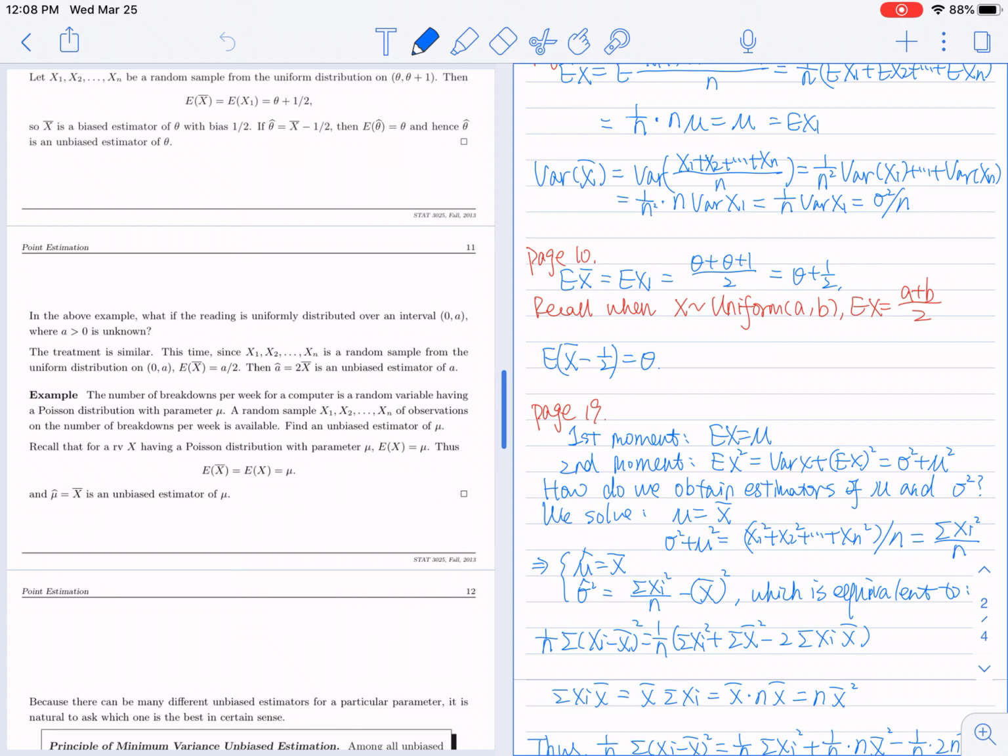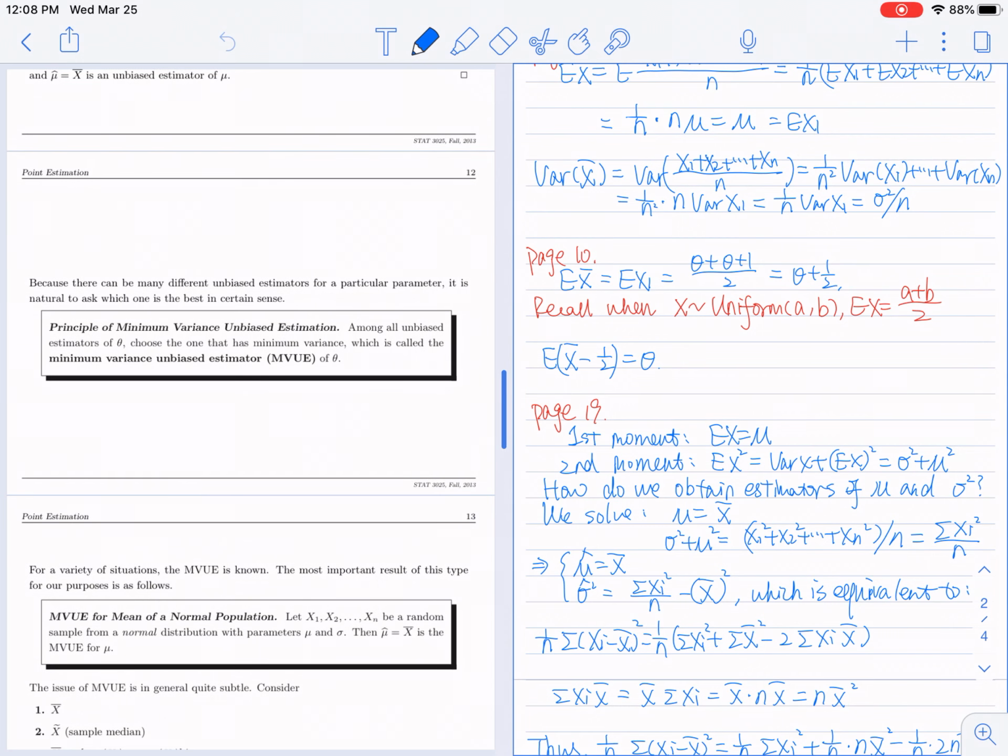And a next example is about a Poisson random variable. So you can go back to the previous notes to review what a Poisson random variable is. And a very important property of Poisson is that its mean and variance are the same. And the mean of a Poisson random variable is equal to mu, and therefore the expected value of the mean of the Poisson random variable is also mu.